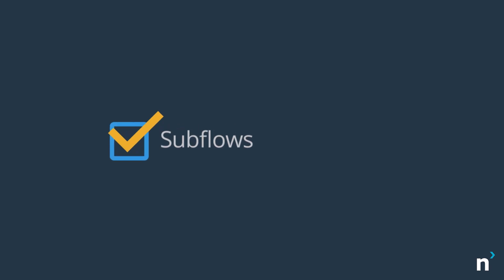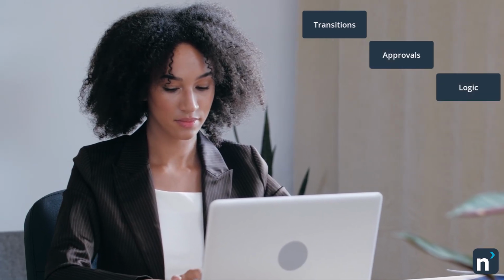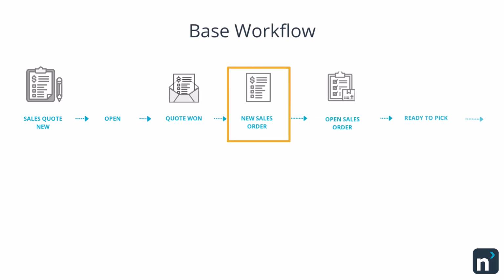Subflows allow companies to customize standard Nextworld workflows to meet their business requirements. Developers link workflows to subflows to add additional transitions, approvals, or logic without rebuilding the original workflow. In this example, the base workflow transitions directly from new sales order to open sales order. However, some companies may require a credit check before the order can be opened. To support this, a subflow can be introduced.